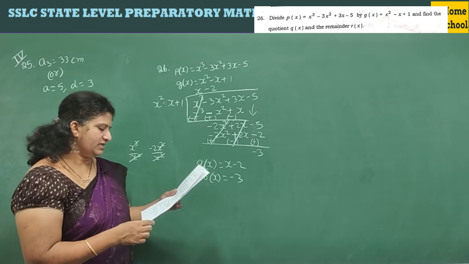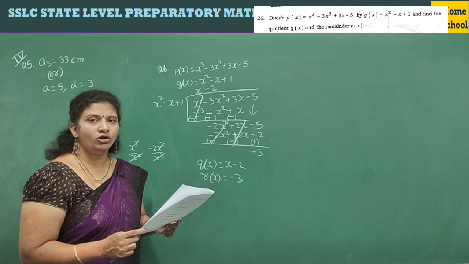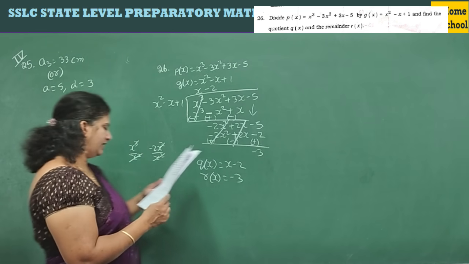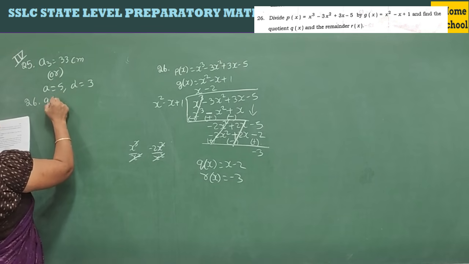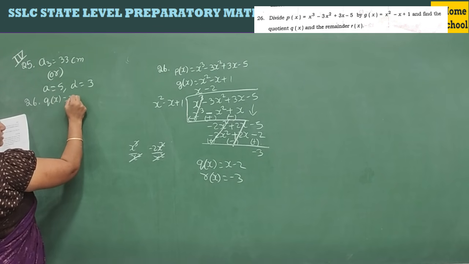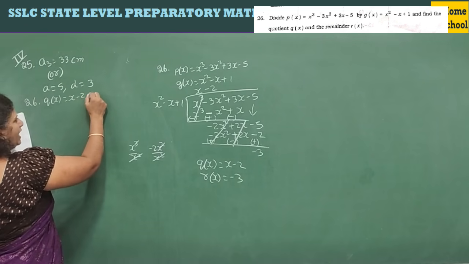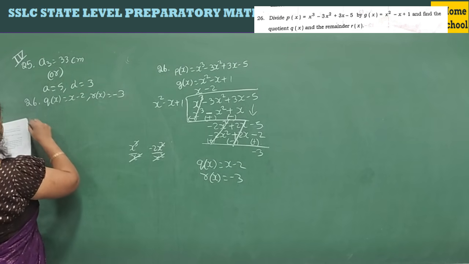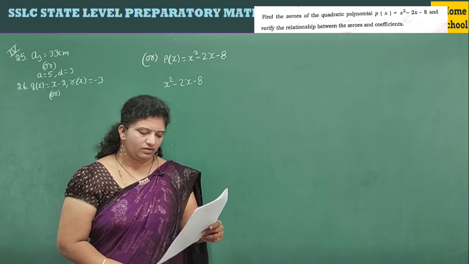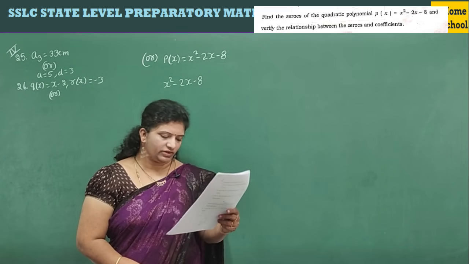Okay. In this, we have one more OR choice. That is the 26th one. Let me write here. Q of x is equal to x minus 2 and r of x is equal to minus 3. In this, we have one more OR question.